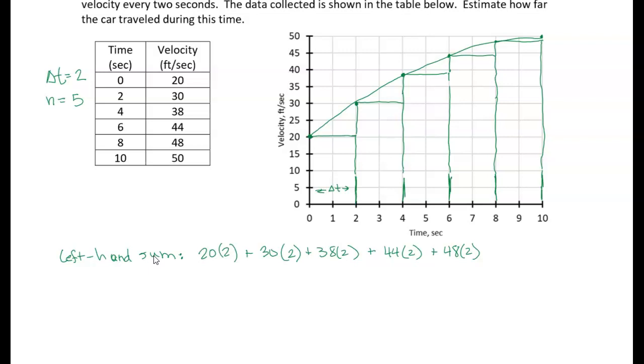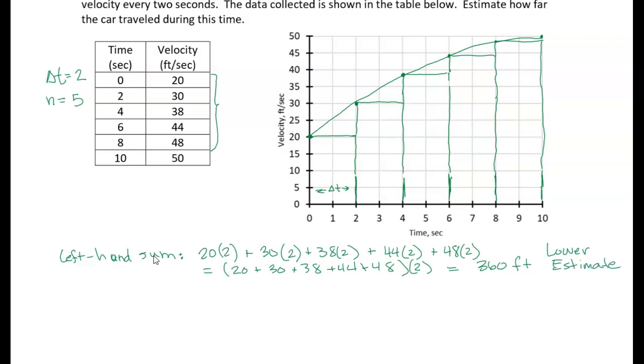But now notice we've got this common factor of 2. So sometimes it's easier just to think of these left-hand sums as you're just adding up all these data points. 20 plus 30 plus 38 plus 44 plus 48, right? We have 5 data points, and then we can factor out a 2. So we can just basically add up all these first 5 data points and then multiply by the time interval. And when we do that, we get 360 feet. Okay, and this is a lower estimate. So I'm going to call this the lower estimate.